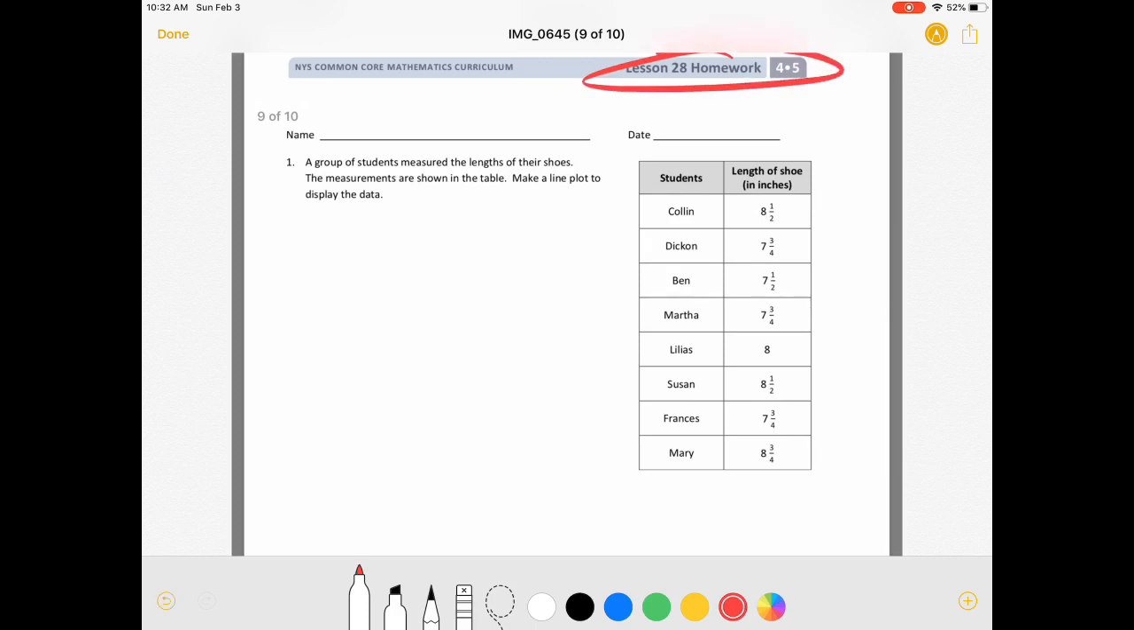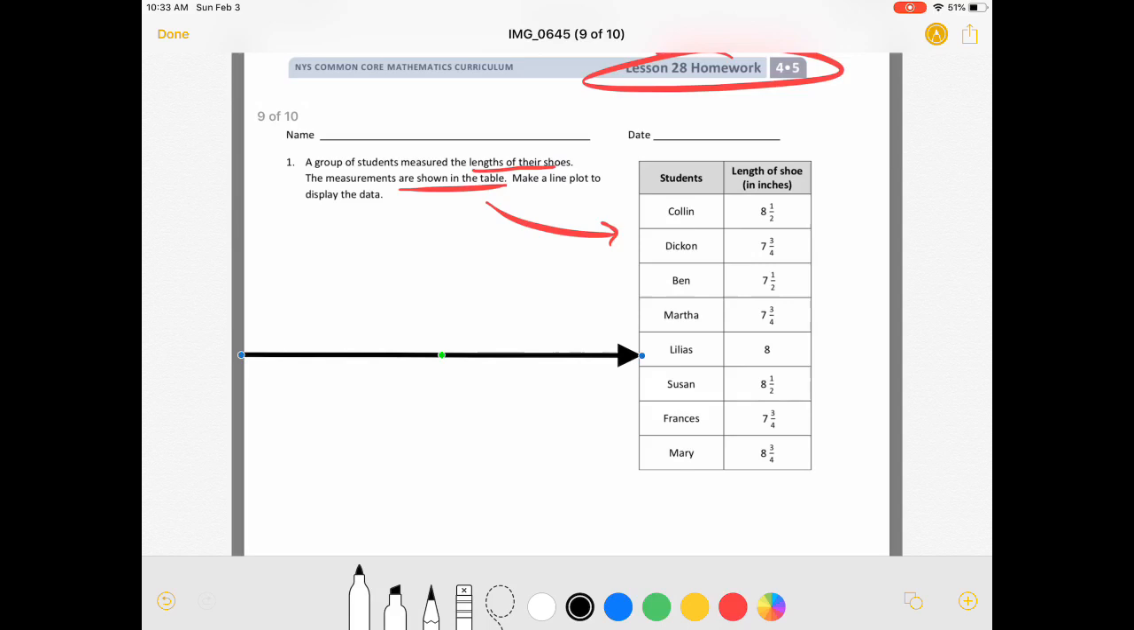It says, a group of students measured the lengths of their shoes. The measurements are shown in the table. Make a line plot to display the data. It's kind of hard to draw a straight line on here, so I'm going to pull over just one of the pictures they have on here to make a straight line. So draw as straight of a line as you can on your paper.